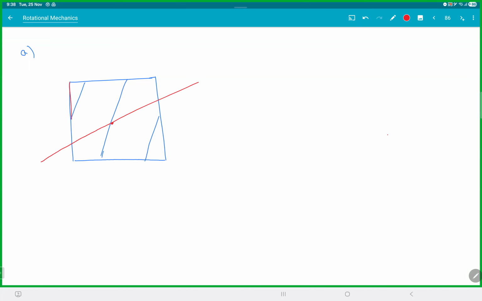Can you see this? This piece and this piece, they're the same, isn't it? You're getting it? The two pieces are always identical. You can see this is basically a line of symmetry. Both sides are identical.